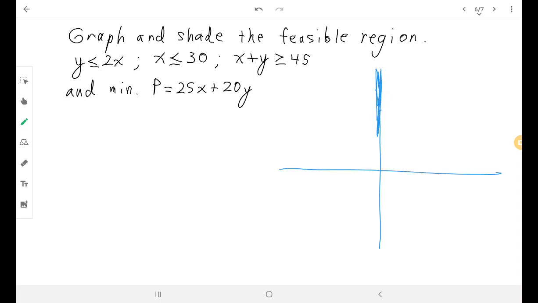Our first part is that we want to be stuck between these two, right? We want to be only in this area because that would be x greater than or equal to 0, y greater than or equal to 0. And then we want to graph each one of these. We might label them A, B, C, and D. So A, y less than or equal to 2x.